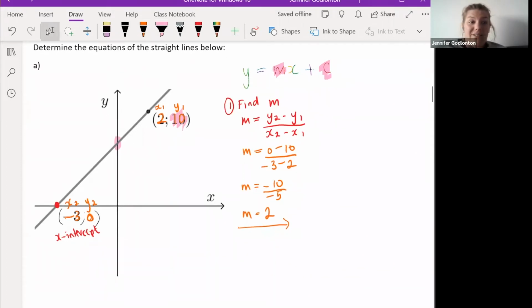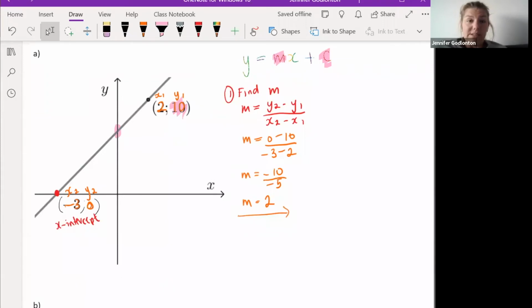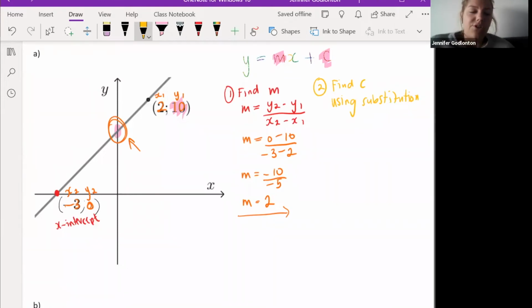Okay, now this is the new thing that we have to do. So this is something we haven't seen before. Normally, we just get to put this number in over here as c, but we don't have it. So we have to do something different. What we're going to do is substitution. So the second thing we're going to do is find c, and we're going to do it using substitution. Now, when we use substitution, you can choose either one of these points. So you can use 2 and 10, or you can use -3 and 0. Doesn't matter. Any one is fine.